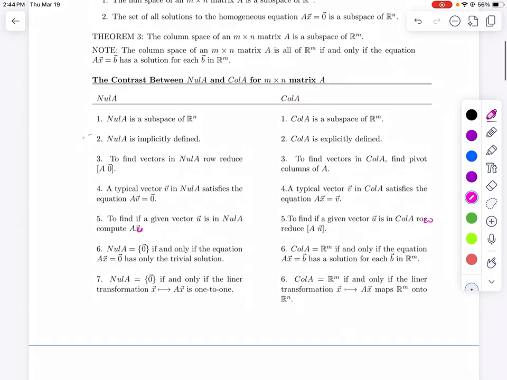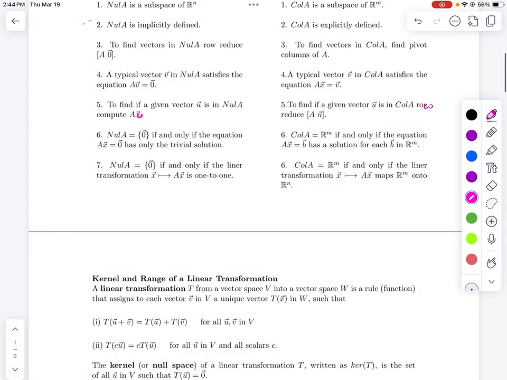Number 6: Null A is equal to 0, consists of only the zero vector, if and only if the equation Ax = 0 has only the trivial solution. Now, the column space of A will be equal to R^m, the whole vector space R^m, if and only if the equation Ax = b has a solution for each b in R^m.